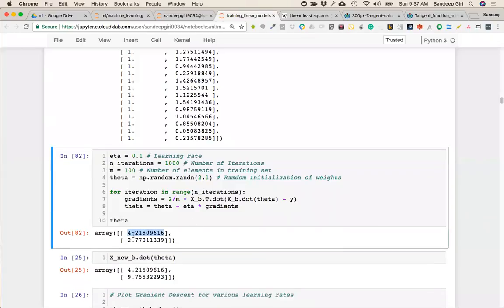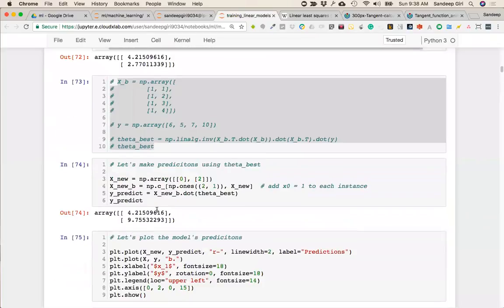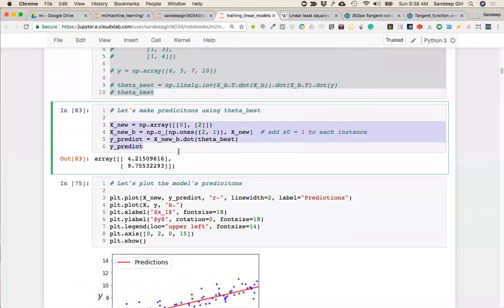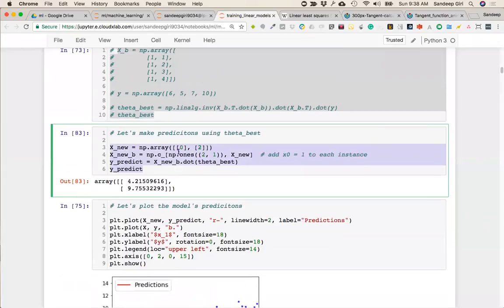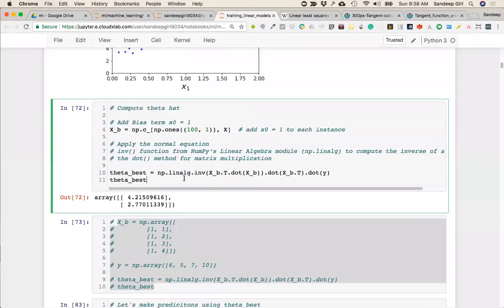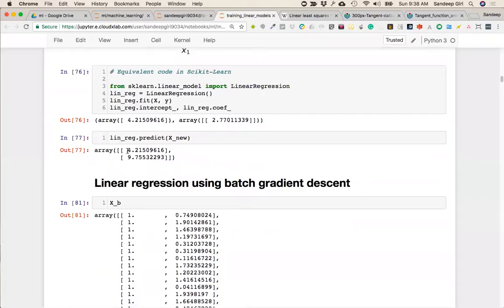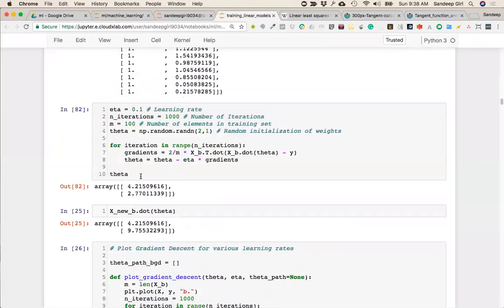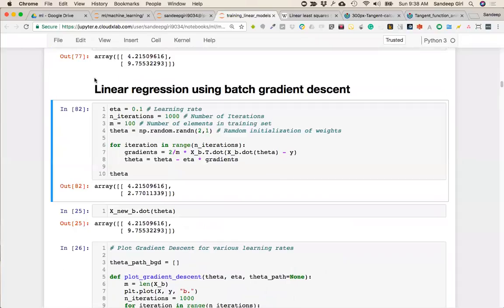This is very similar to the previous example that we had done earlier using the normal equation. Let me go up. This was using the normal equation, correct? It was 4.2 and 2.7, correct? And here we are able to get 4.2 and 2.7, very much similar to the original values. Is the algorithm clear to all of you? So this is basically the batch gradient descent algorithm.